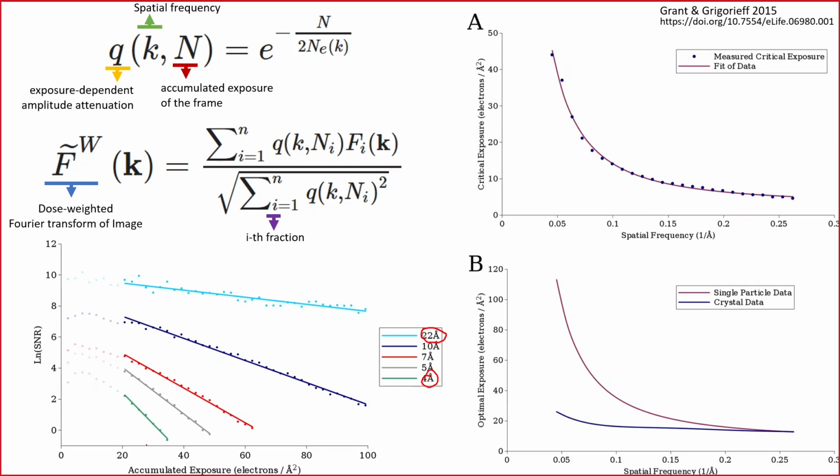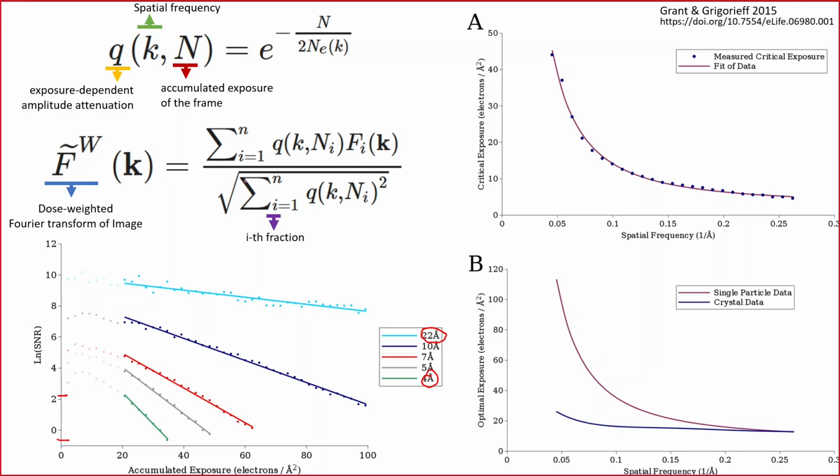So when we are applying those 20 or 40, we are extremely decreasing our signal to noise ratio. So they measured all these effects. They found the critical exposure for the frequencies, and then the optimal exposure curve for the frequencies.